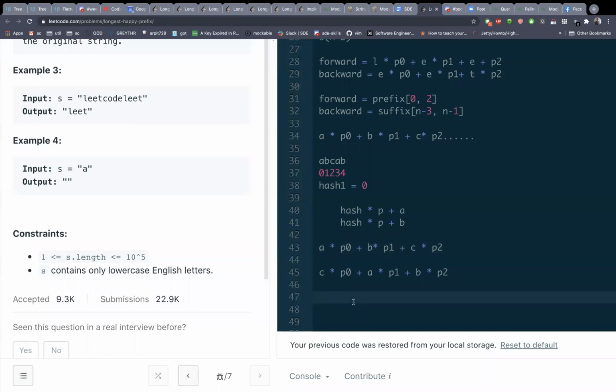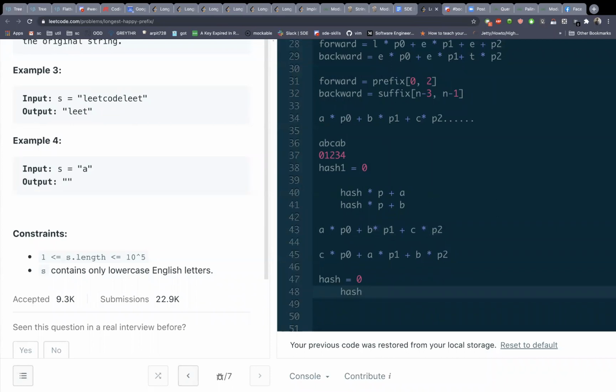Now from right to left, say the initial hash is 0. I will call it hash of current. Hash of I will be equal to hash of I plus 1 into p plus the current value, which is s of I. S is our string and p is our prime number. So this way, we will start getting the hash from backward as well, in this order.